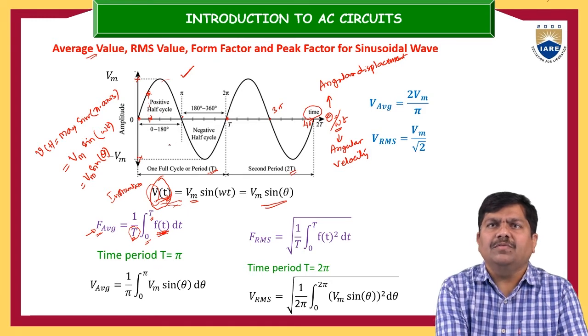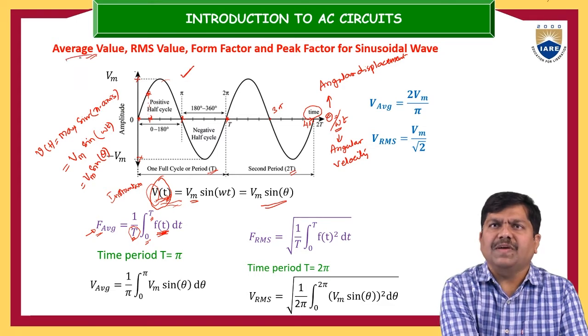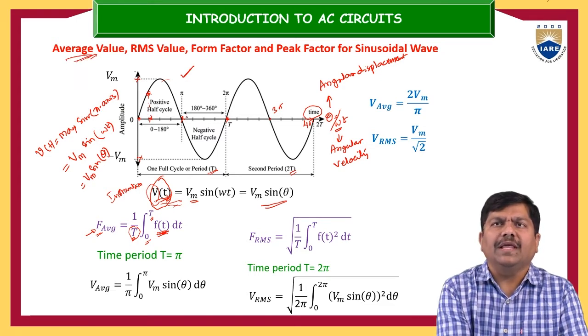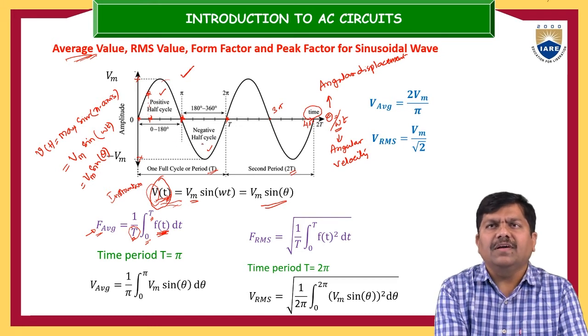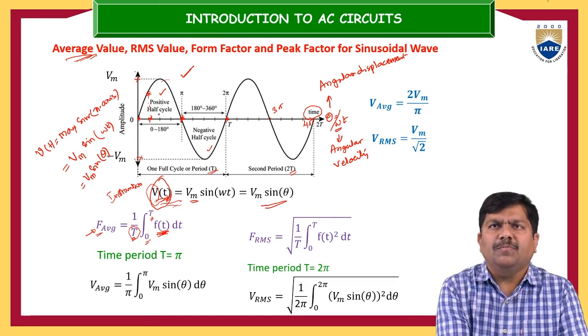Now the time period is 0 to pi and then again pi to 2 pi, which together is one complete time period. But when calculating the average value, we have to take only half of the time period, that is 0 to pi only. Because in a complete cycle, the positive half cycle and negative half cycle have equal areas, one positive and one negative. If you calculate the average value from 0 to capital T, it becomes 0.